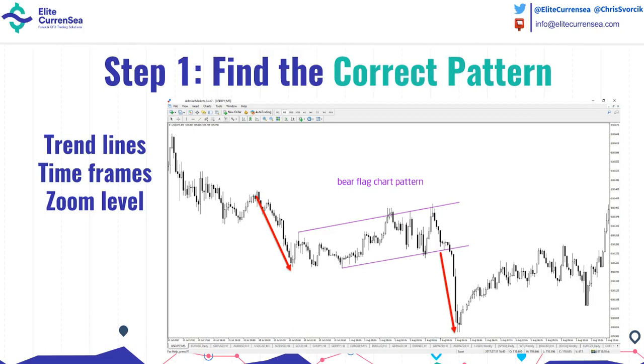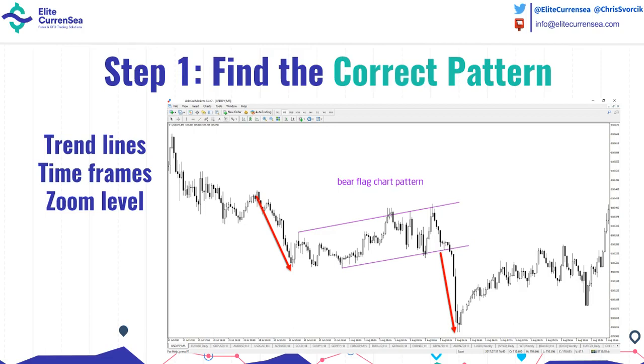This is the first step. And basically, it's simply: find the correct pattern. Now, that might sound simple, but here are some tips to make it better. First of all, we can use classical trend lines to indicate chart patterns. Nothing fancy. We can just keep it simple. And those purple trend lines indicate a bear flag chart pattern.